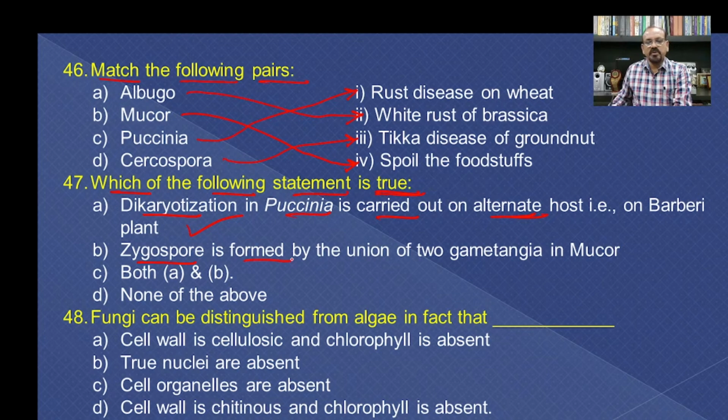Then zygospore formed by the union of two gametangia in Mucor, that also we have seen earlier, and this is also the correct statement. It means that both A and B are correct statements.